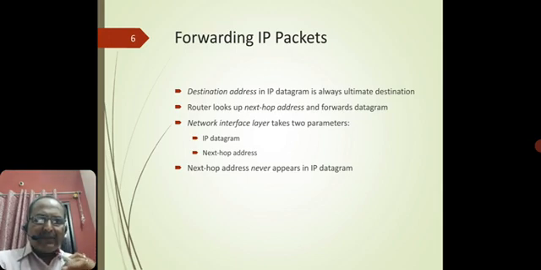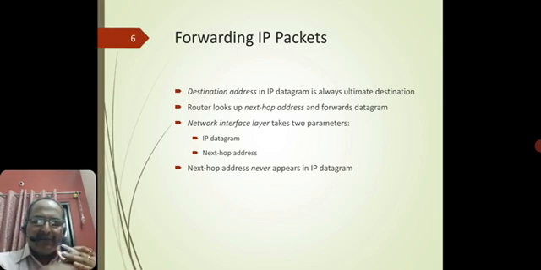And the network interface layer takes two parameters. One is an IP datagram, another is the next hop address for transmission. This IP datagram is, as I said, equally important because it has only two parts: one is the header, and another is the data payload. Now this address is very important.